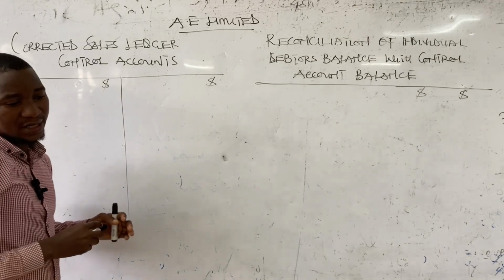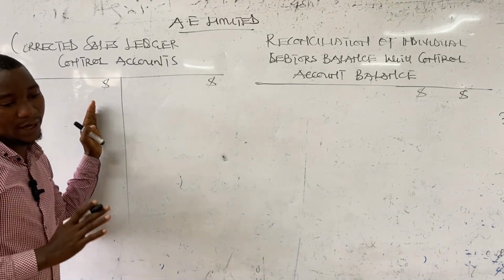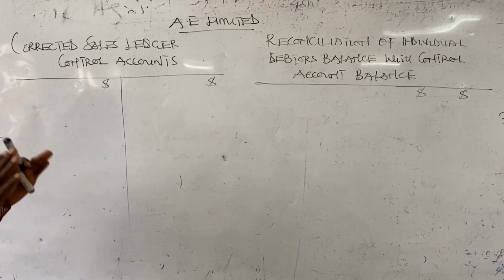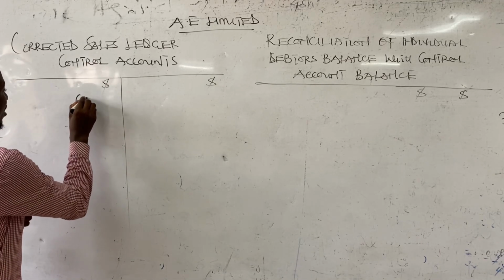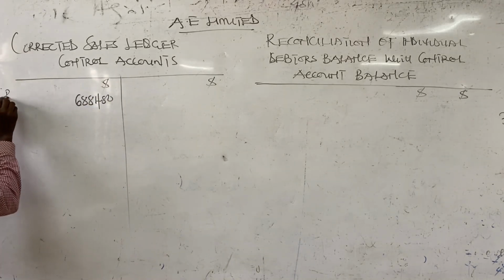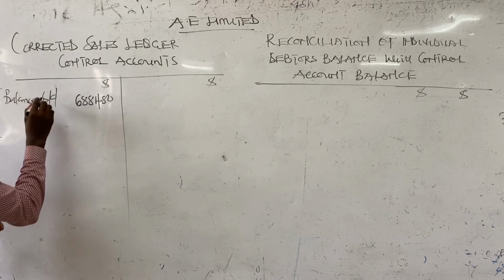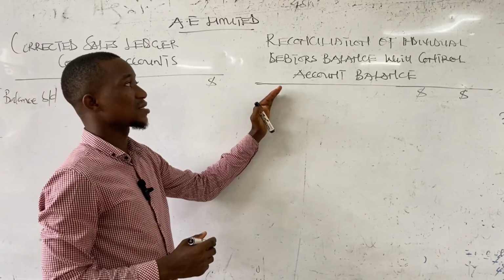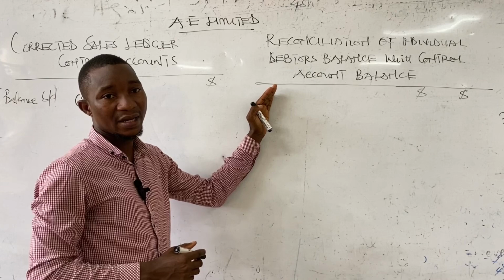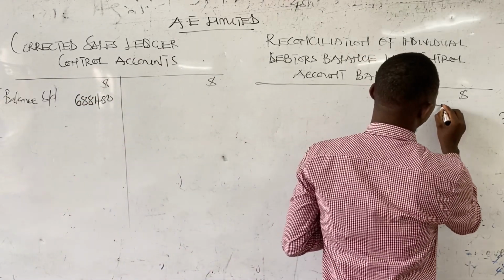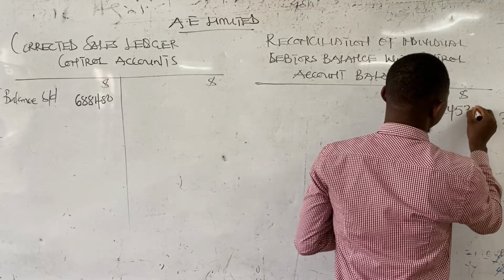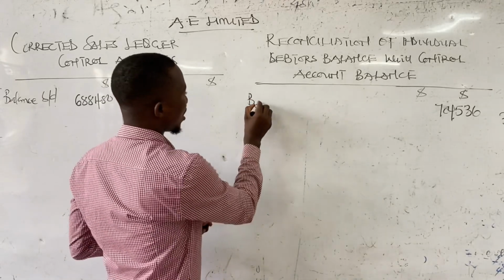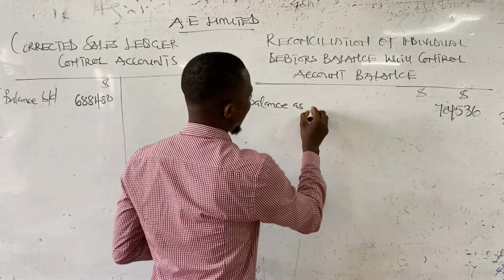So the opening balance on the sales ledger control account is $688,480. Good. And we know that the sales ledger control account is also known as the total debtors control account, and it has a natural debit balance. So we will have 688,480 as the balance brought down, or the balance as per question. Is that okay? Good. And we also have a balance on this individual debtors, that is 704,536. Very good. And this is also the opening balance, or the balance brought down, or the balance as per question.